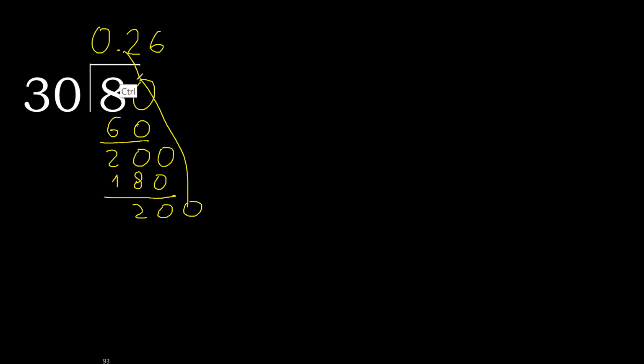Complete, 0 point. 30 multiplied by 6, subtract. Complete. Repeat, therefore repeat, therefore 6, repeat. Okay.